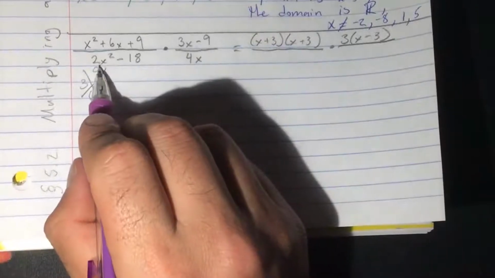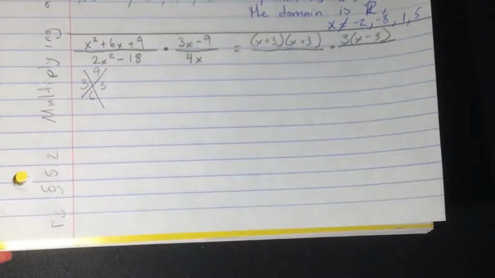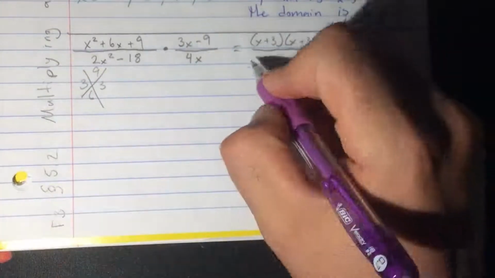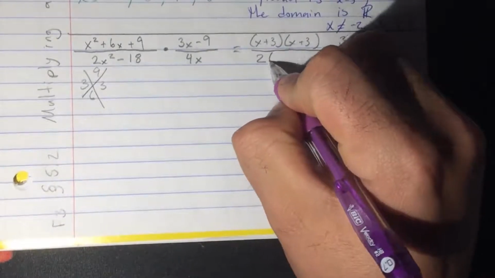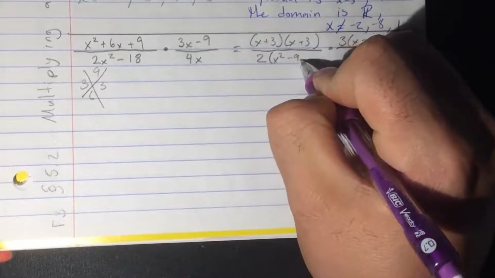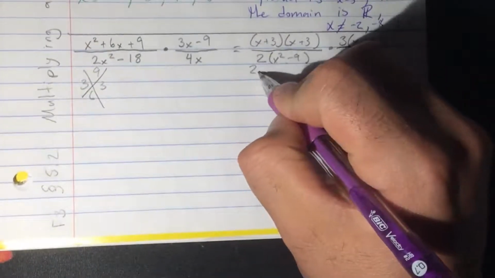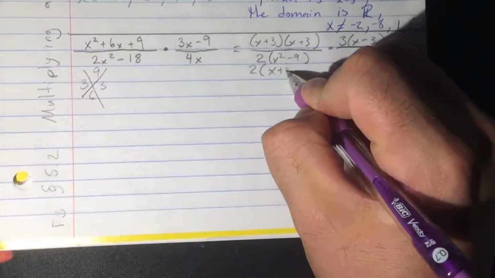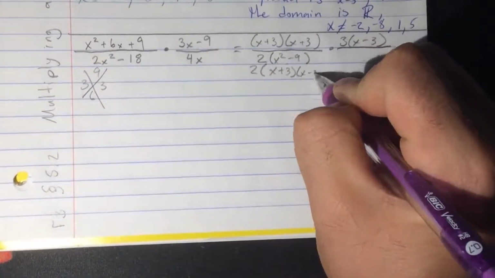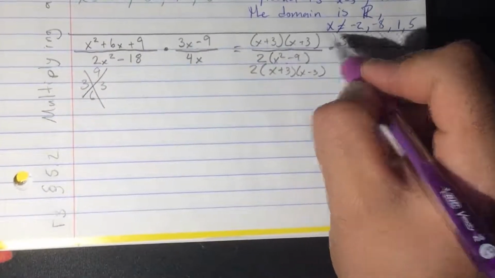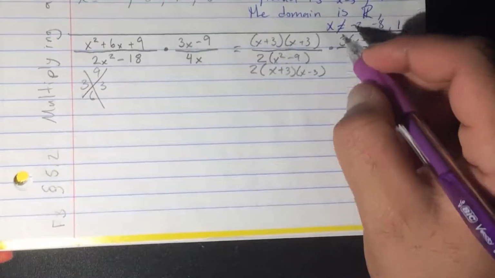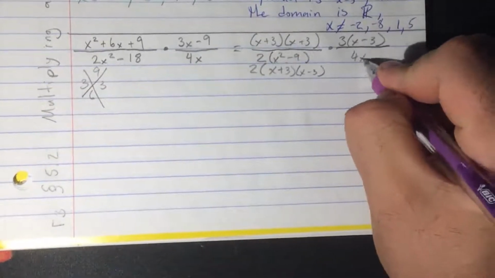And then focus on the denominator. What can we pull out of here? We can pull out a 2, and we get x squared minus 9, which gives us a difference of 2 squares. So it would be 2 times x plus 3 and x minus 3, which works out because we have a plus 3 here and a minus 3 here. And our last one is just 4x.